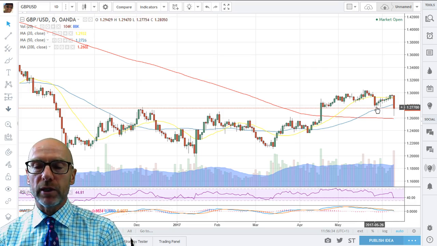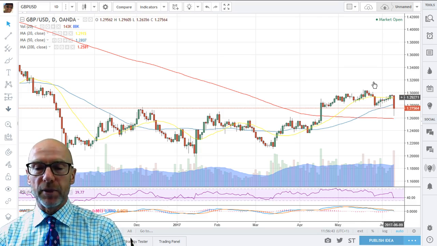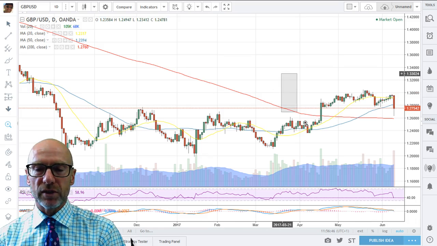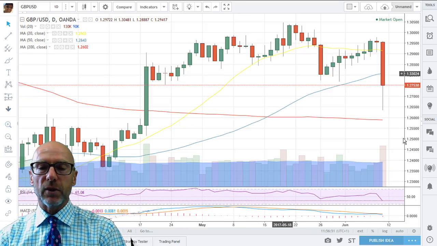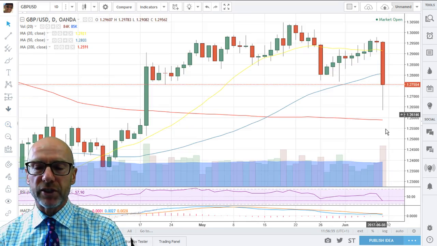We also fell below the 128 level. That had been a support, so that will act as resistance on the upside. Let's focus in on the recent action so you can see the levels more clearly. See the 20 and the 50, the 200.